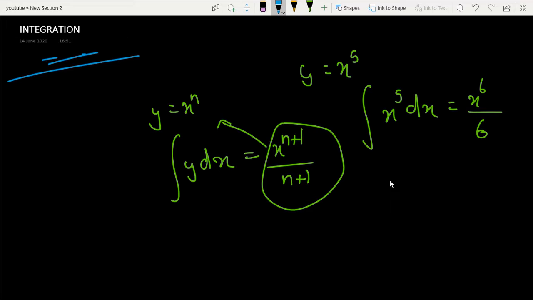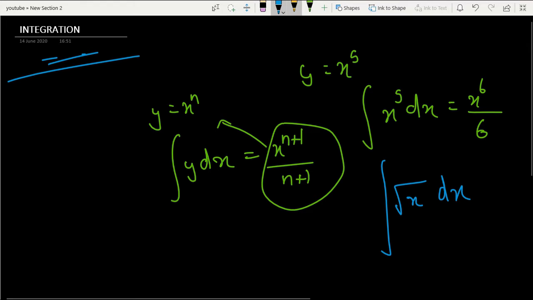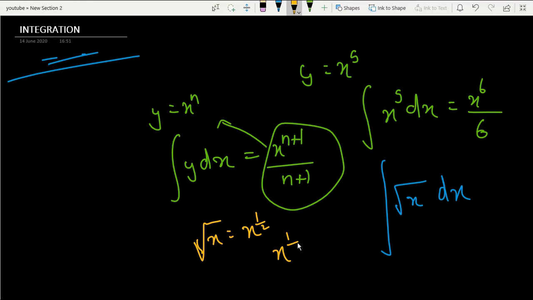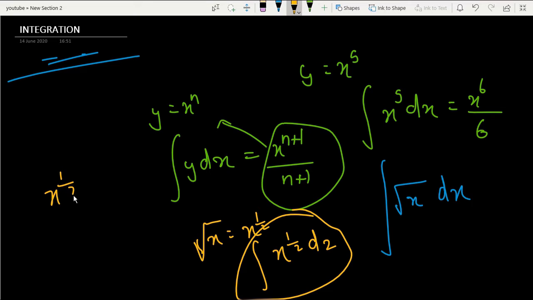Okay, let's take another example. Let's take x raised to 1 by 2, or let's take root x. y is equal to root x. So what is going to be the integral of root x dx? Root x is x raised to 1 by 2, we all know that. So it will be x raised to 1 by 2 dx. This will become the formula. So we're going to do x raised to 1 by 2 plus 1, by 1 by 2 plus 1. Simple.